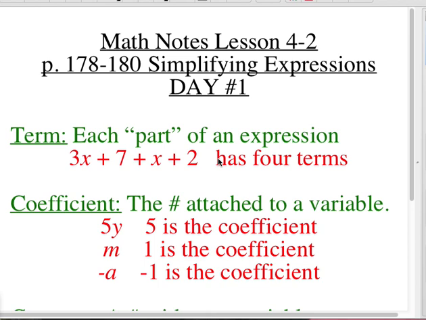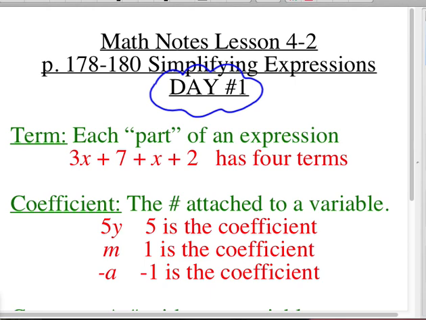I'm going to get through this lesson as quick as I can, but as you can see, this says Day 1, right? This is a lesson that's actually going to take us a few days to get through because it's just that important and there's that much going on here. So if you have your textbook and if you'd like to follow along, this would be Lesson 4.2 in your textbook. And it's called Simplifying Expressions.